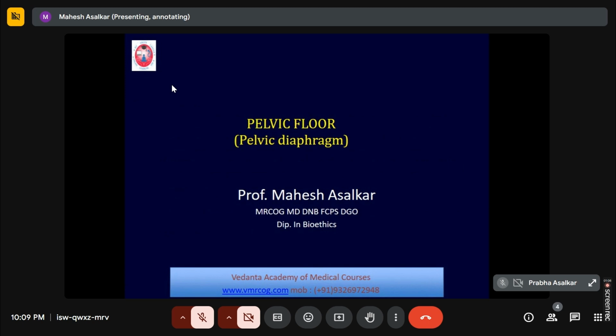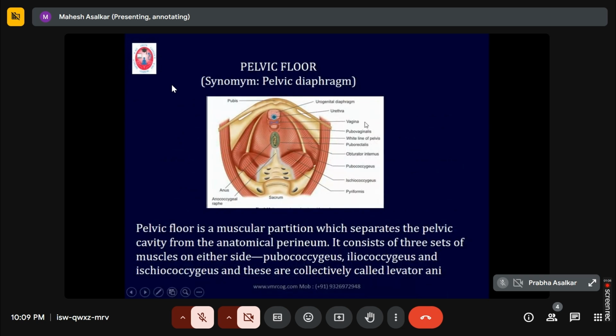Today's topic is the pelvic floor, also called the pelvic diaphragm. The pelvic floor is a muscular partition which separates the pelvic cavity from the anatomical perineum. So here the pelvic cavity is separated from the anatomical perineum.